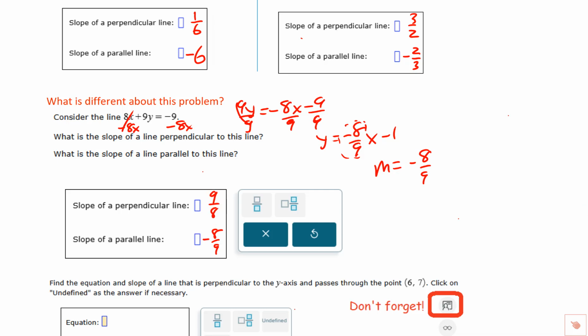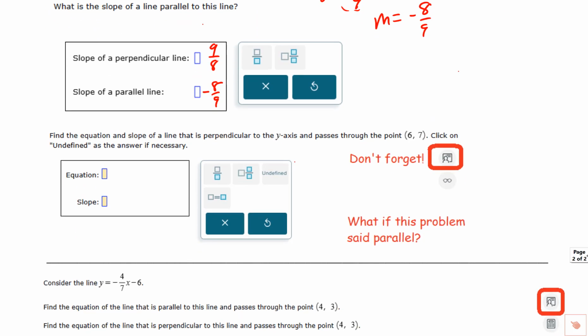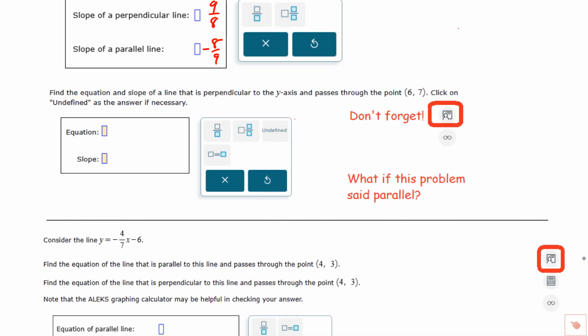Okay, let's come down here and take a look at a few more. You've got a lot like that. I just want to point out, don't forget that if there's a little picture over here, an icon of a person in front of a board or something, that's a teacher video that shows you exactly how to approach a problem like this. So this one says, find an equation and the slope of a line that is perpendicular to the y-axis and passes through the point 6, 7.